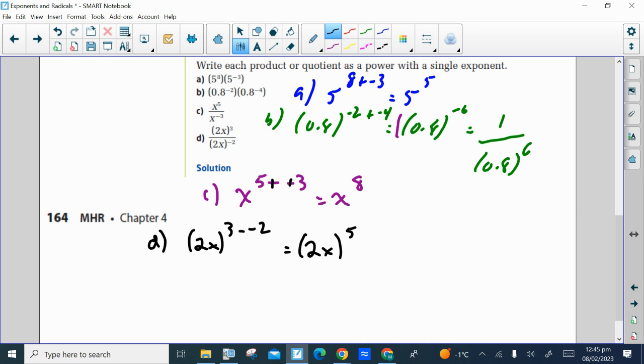So there's our answer. Those brackets are important. They're there in the original question. That's our base. They have to be there in the answer as well. Okay?